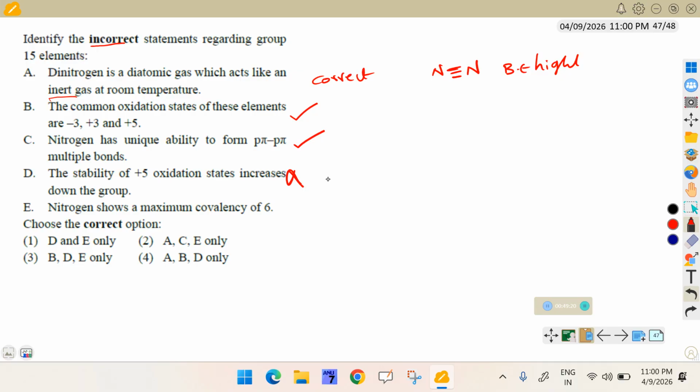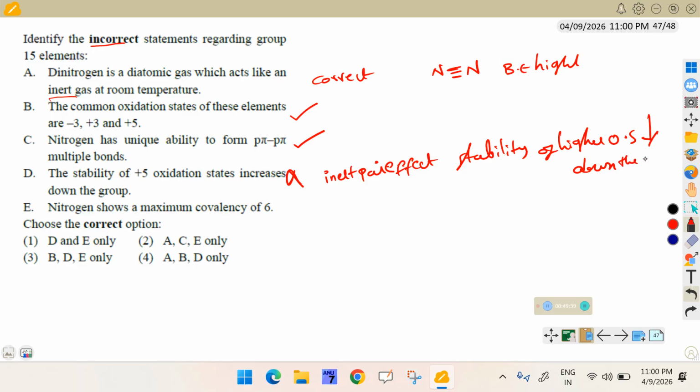Why? According to inert pair effect, stability of higher oxidation state decreases down the group. Nitrogen maximum covalency is equal to 6, wrong. Maximum covalency is just 4 only. So incorrect: D and E are incorrect. First option.